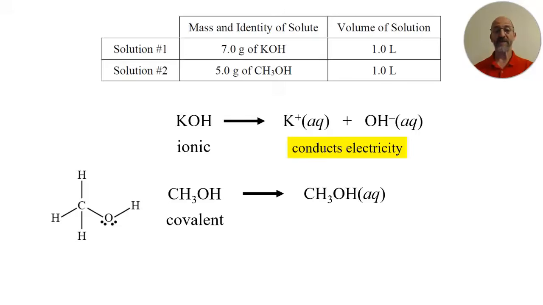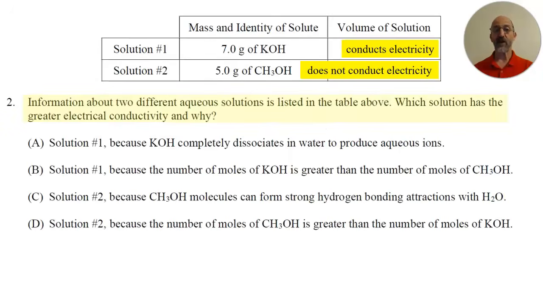So we have a substance, solution 1, contains potassium hydroxide, which does contain aqueous ions. And then we have a different substance, solution 2. As molecules, it does not conduct electricity. Now let's go ahead and take a look at the 4 choices for question 2. So we know that solution 1 conducts electricity and solution 2 does not conduct electricity. So the correct answer to question 2 is either choice A or B.